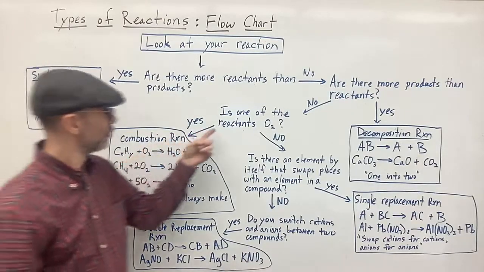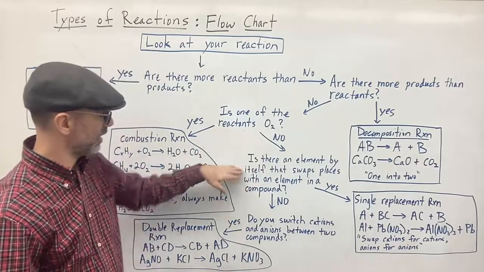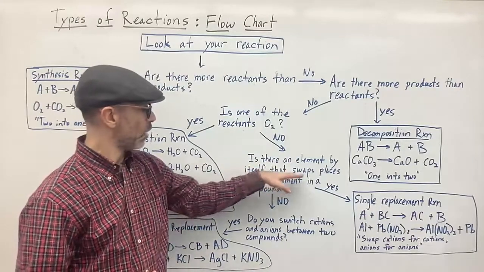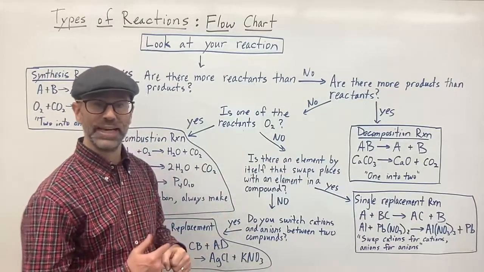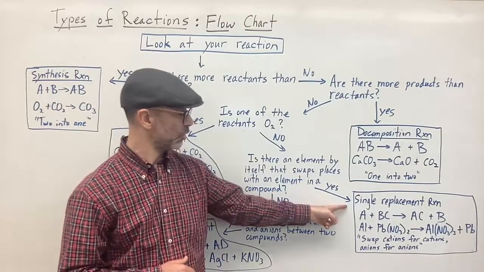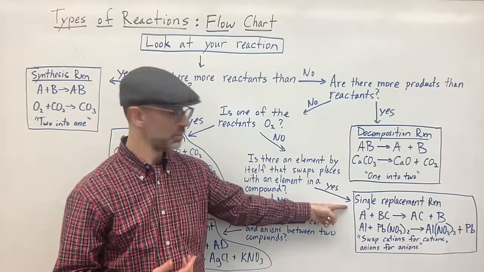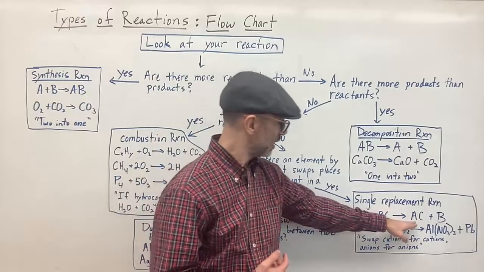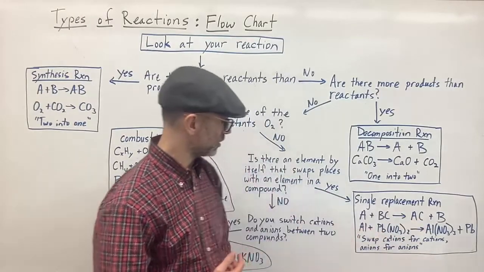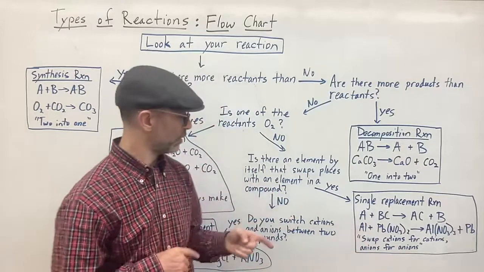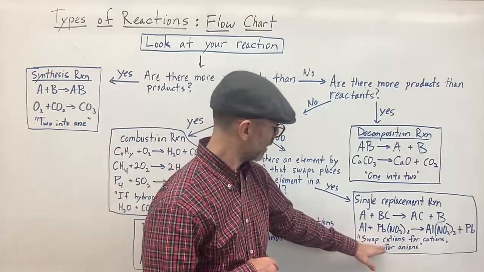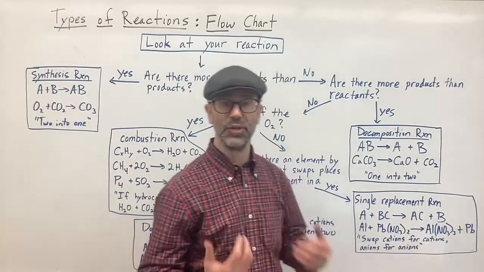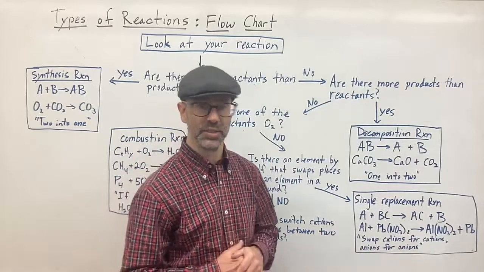Okay, so then if one of your reactants is not oxygen, then the next question is, is there an element that's by itself that swaps places with an element in the compound? If the answer is yes, then you've got a single replacement or single displacement reaction. And here's the information given that. So you have A plus BC gives you AC plus B, and here's our reaction. So here you have one thing swapping for another. So a cation swaps for cations, or anions for anions if you've got an ionic substance.